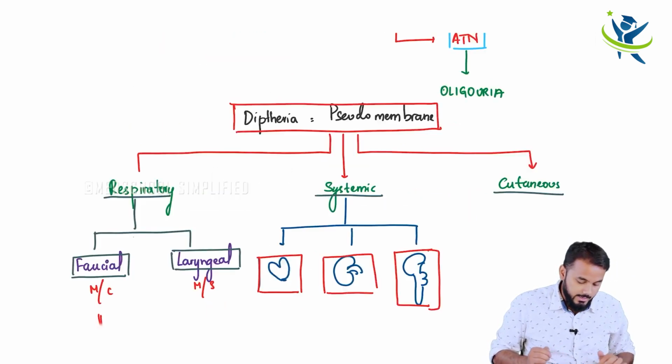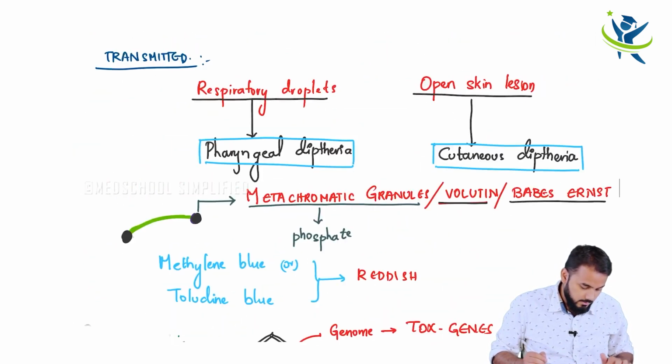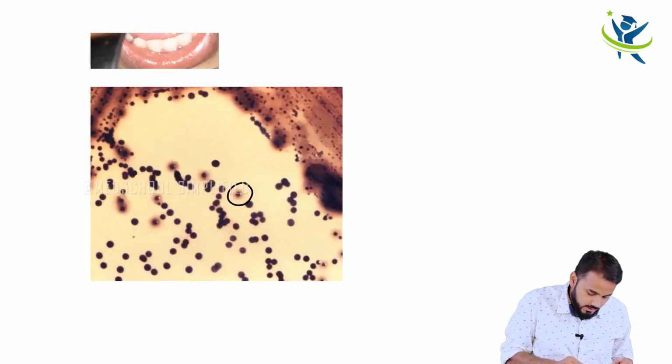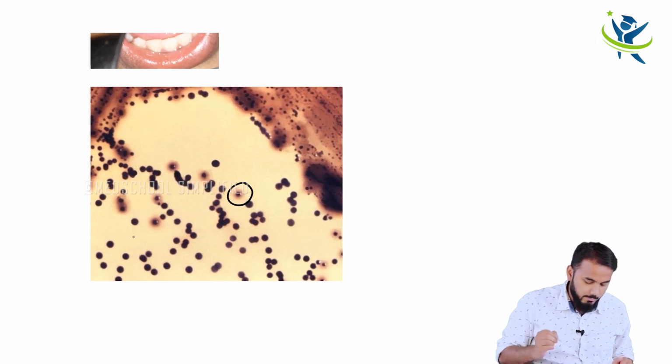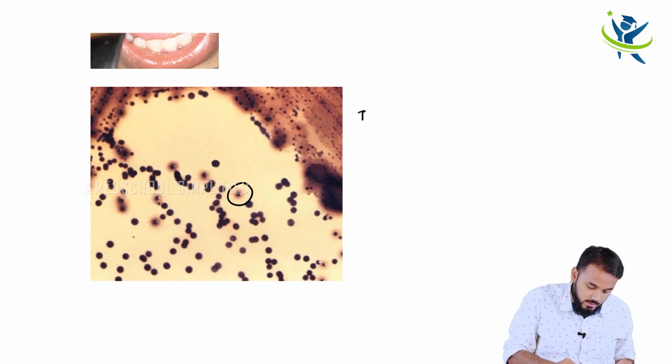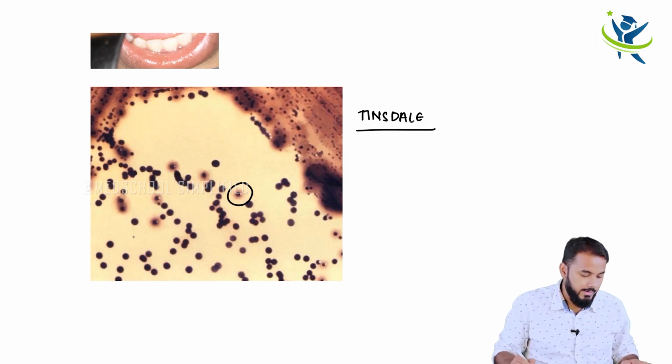Tinsdale medium, right? Let me show you a picture. So this is the black colony. Look at this picture. You see a black colony in the center. Surrounding that you see a brown halo. So this one you see in Tinsdale medium, right? Tinsdale medium.